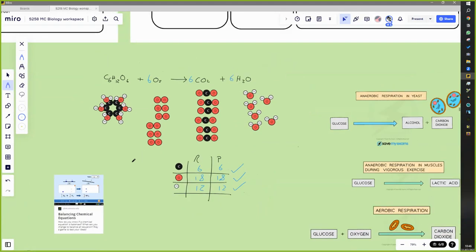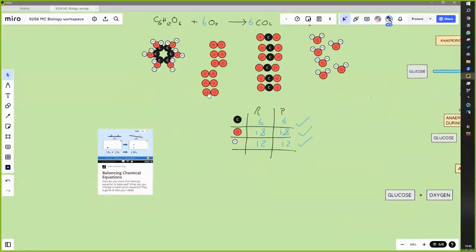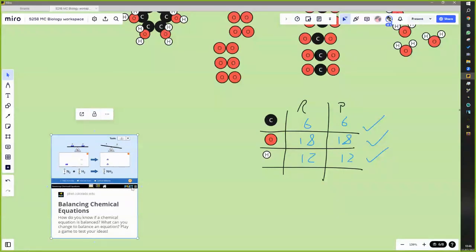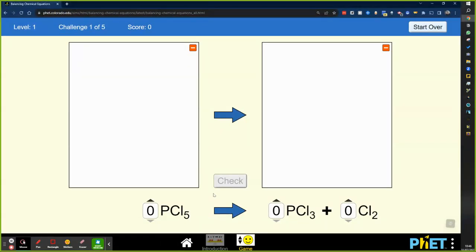Now you can play around with balancing equations in a similar way to what I've just done, using this thing from the website PhET, which is developed from the University of Colorado. I'll show you now. So what have we got here? We've got phosphorus chloride as the reactant. I guess it decomposes to produce, oh okay, this is going to be phosphorus pentachloride, and this is phosphorus trichloride, and chlorine.